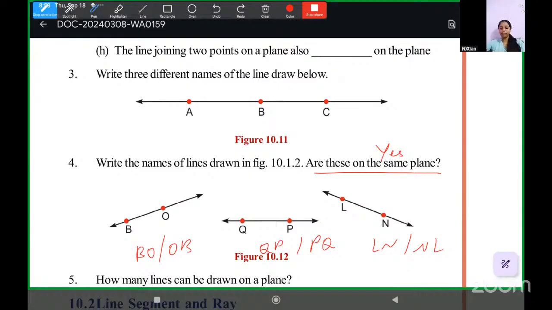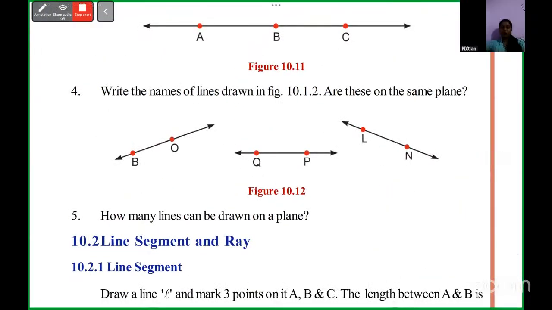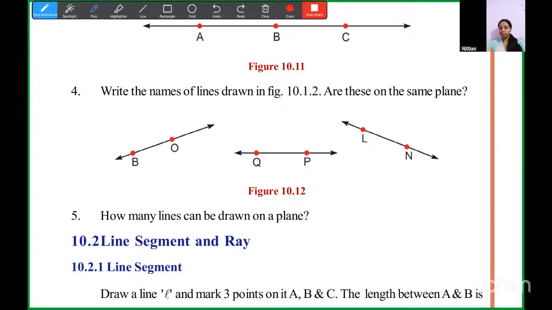Both ways. Okay. Now, how many lines can be drawn on a plane? Last question. Suppose I have a square or a plane that is there. How many lines can be drawn on it? 2 or multiple? Multiple. Infinite. Means we cannot even count how many. Infinite lines can be drawn on a plane. Okay.